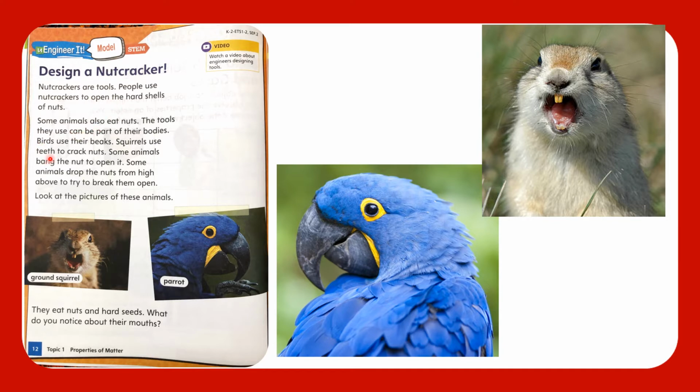So before I go and show you some pictures of nutcrackers, there are some animals out there who use their body parts to crack the nuts. Some animals also eat nuts because their main food is nuts. The tools they use can be part of their bodies, because they need them all the time to eat. So their body parts have shapes which help them to crack the nut.